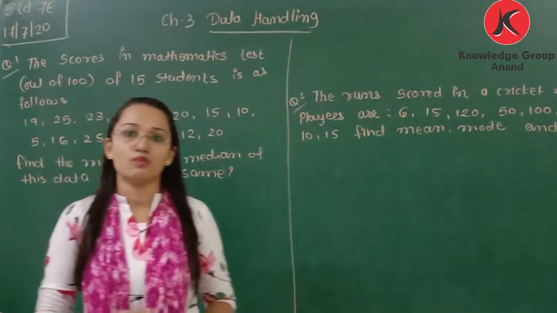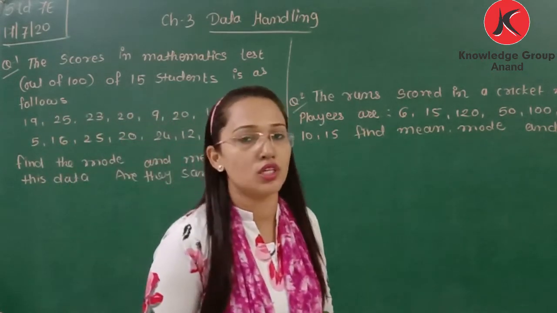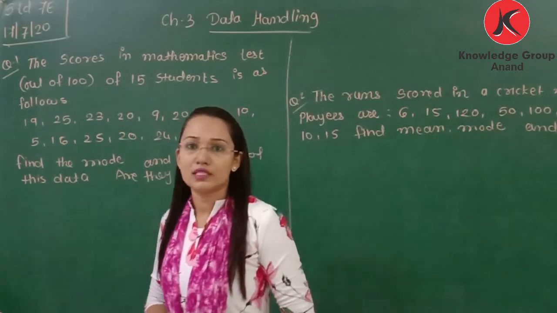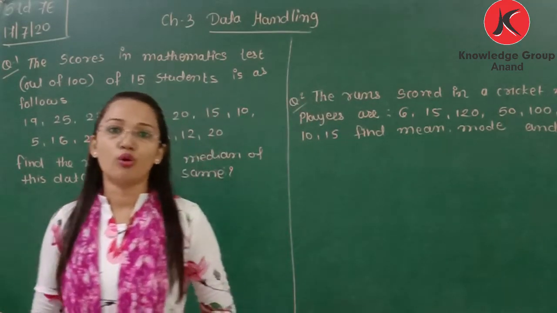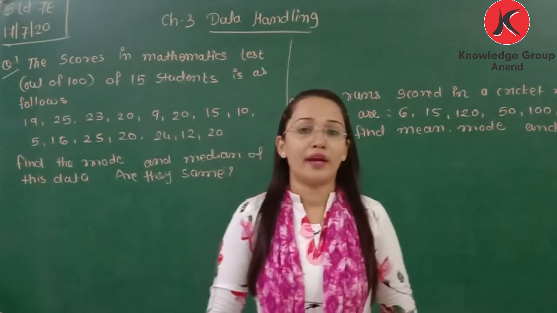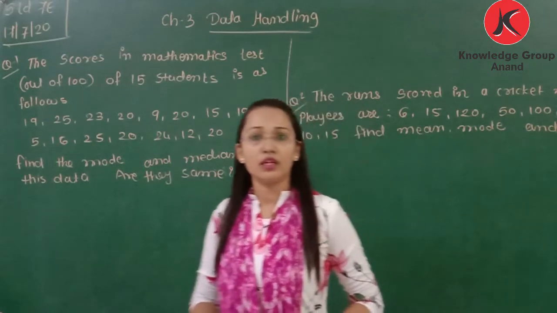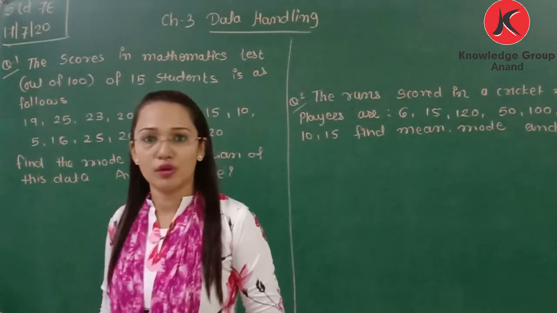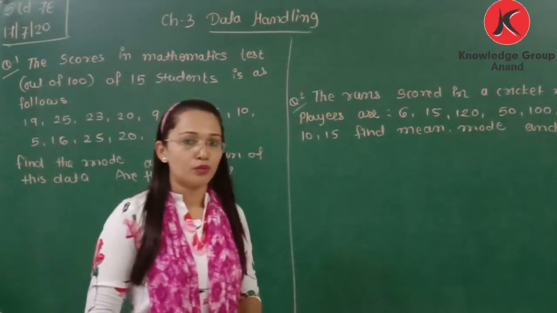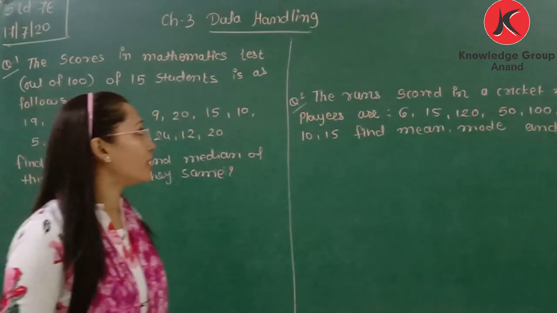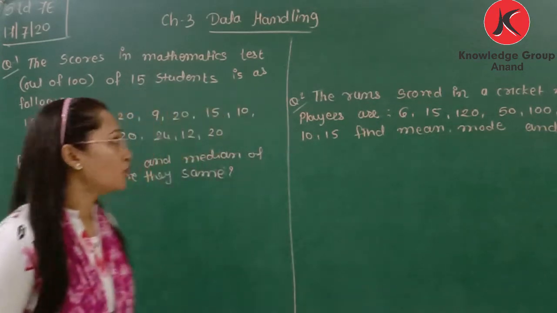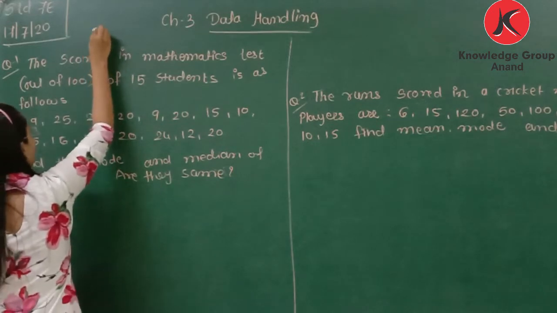We are learning this method because in different situations we need to use different methods of finding the central tendency. To represent whole data we need to use a method of finding the central tendency, and we need to use different methods in different situations. That's why we learn about the mean, mode and median. Okay, today we will solve exercise 3.2 that is based on these methods.